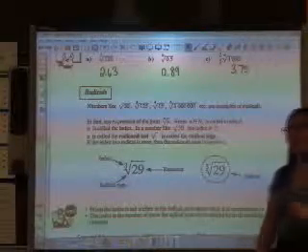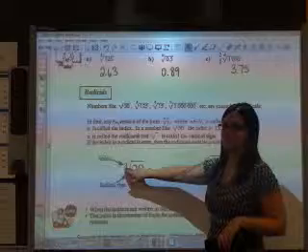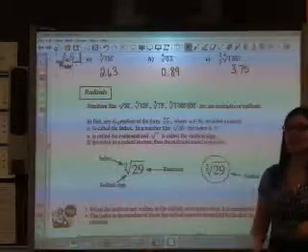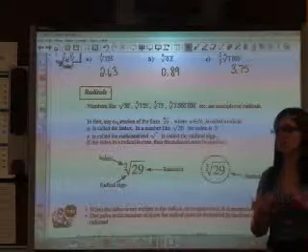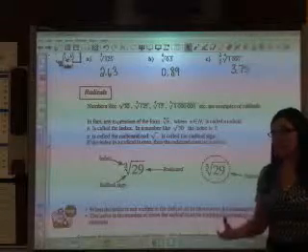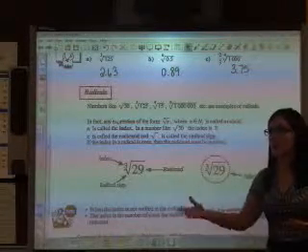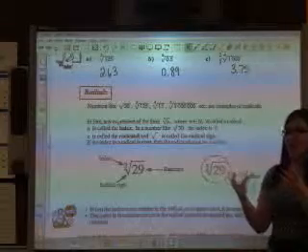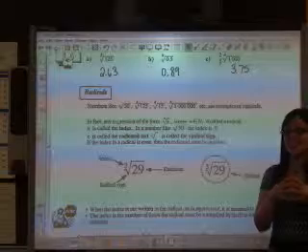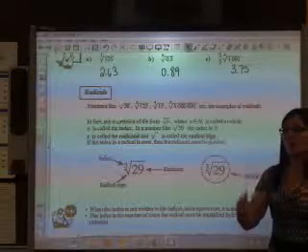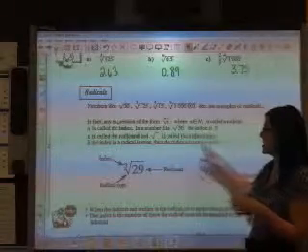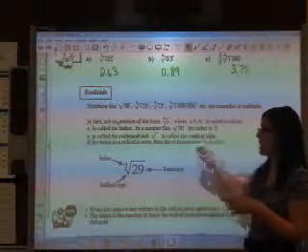Okay? When the index is even, the radicand has to be positive. I cannot take the fourth root, the square root, the sixth root, the eighth root of a negative number. Because the eighth root of a negative number means a number that when I multiply it by itself 8 times, I get that radicand. There's no way I can take a number and multiply it by itself an even number of times and get a negative. So that's important to realize. The radicand has to be positive if my index is even.